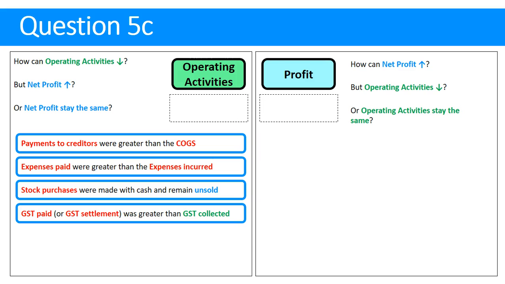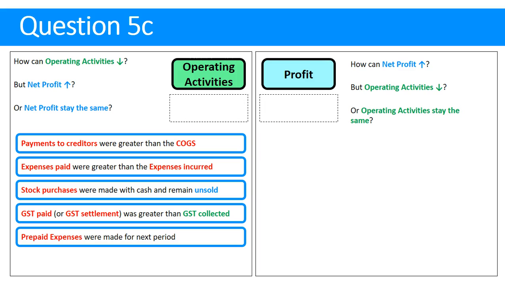We could pay GST or settle GST, and that could be more than the GST collected. So let's say we paid $1,800 of GST. Well, that's going to make operating activities decrease, but not net profit. Maybe we could prepay expenses. So we prepaid the rent for 12 months this period for $900. That's not going to show up as an expense for this period, or only 1 month would.